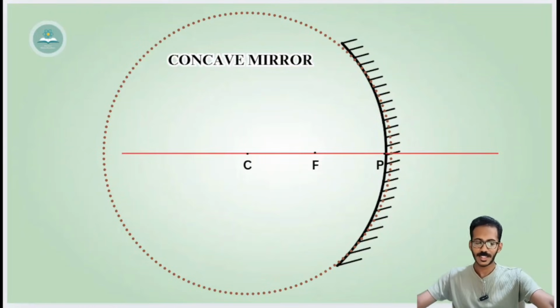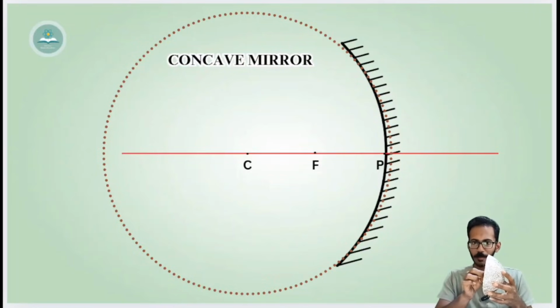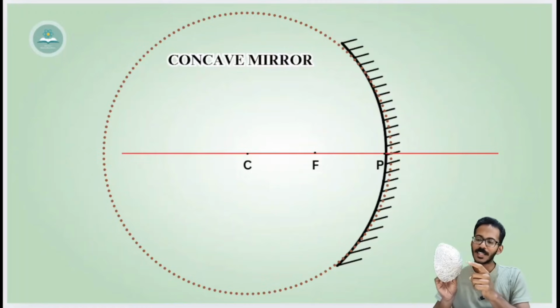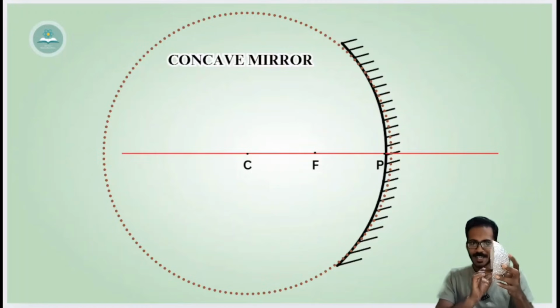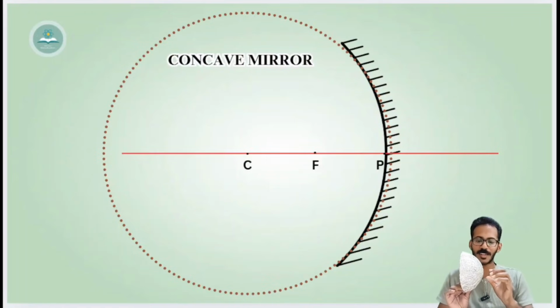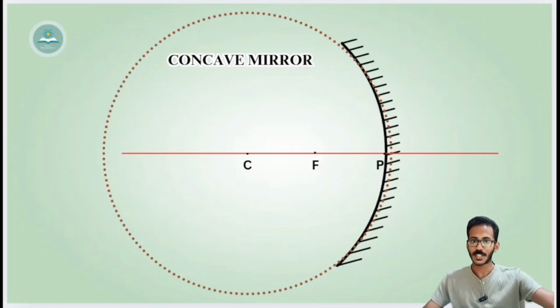We'll see the same thing in the convex mirror. In the case of the convex mirror, the reflecting surface is curved outwards, but all these points are present inside. Here you have the pole of the mirror and you have the focus here. So, in the case of the convex mirror, we have all these points inside the mirror. It's not outside. In the case of the concave mirror, we have all these points in front of the reflecting surface. But in the case of the convex mirror, we have all these points not in front of the reflecting surface, but in front of the rough surface, or we can say behind the mirror.